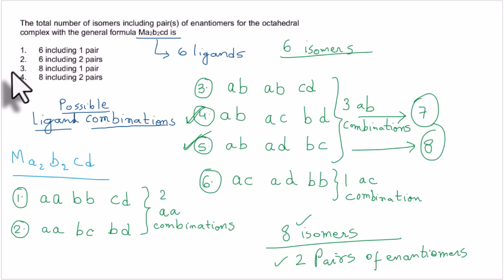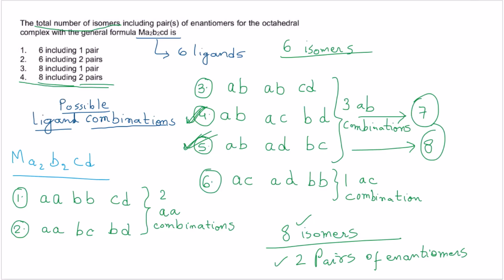So what will be the correct option? Correct option will be option 4, 8. So the total number of isomers is 8, including pairs of enantiomers. We have 2 pairs, the fourth and fifth structure. So 2 pairs of enantiomers and a total of 8 isomers. So I hope you understood the explanation of this problem.